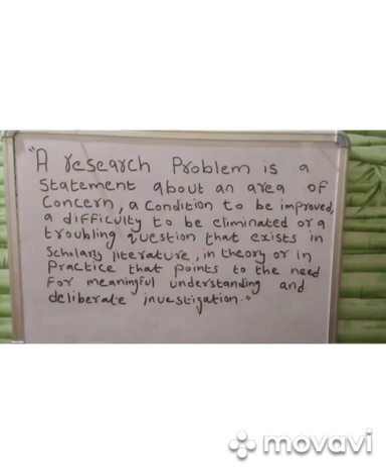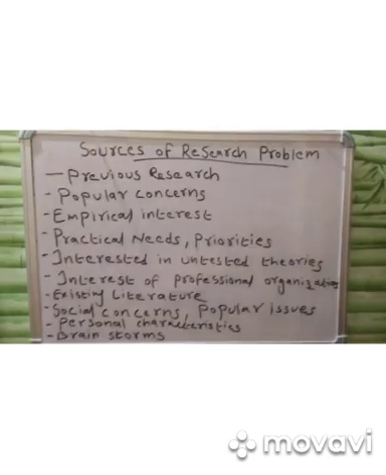Sources of research problem: previous research, popular concern, empirical interest, practical needs, political concerns, priorities, interest in an untested theory, interest of a professional organization, existing literature, social concerns, popular issues, personal characteristics, and brainstorming. These are the sources for a research problem.